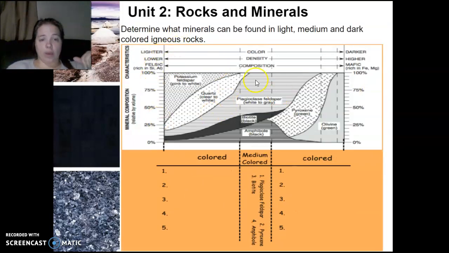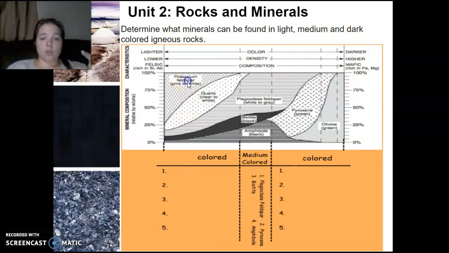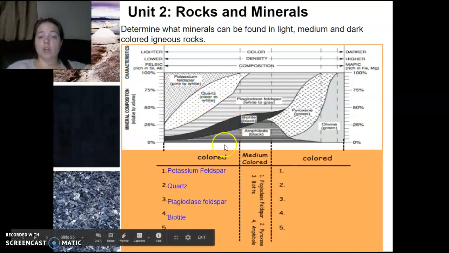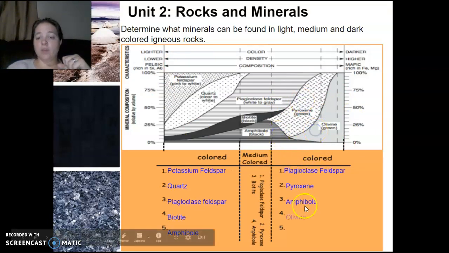Looking real quick at page 6, it gives you this chart. It shows the lighter colored side and the darker side. On the lighter colored side, I'm just going to read it down: there's potassium feldspar, quartz, plagioclase feldspar, biotite, and amphibole. Those are all considered the lighter side. Now on the darker side, you still have plagioclase feldspar, but you have pyroxene, amphibole, olivine, and then just this tiny sliver of biotite.